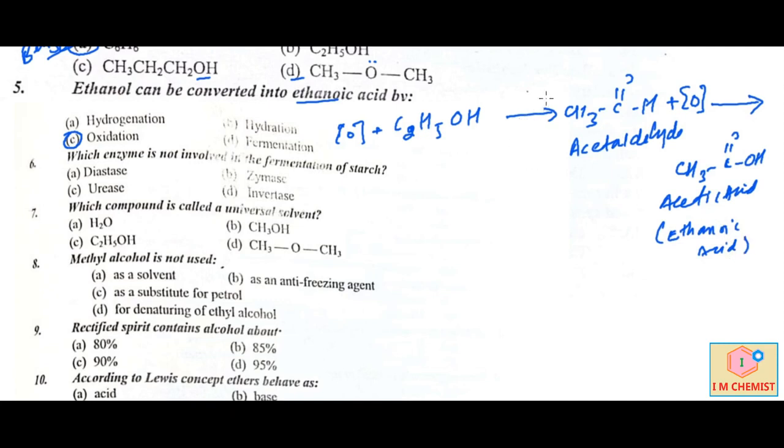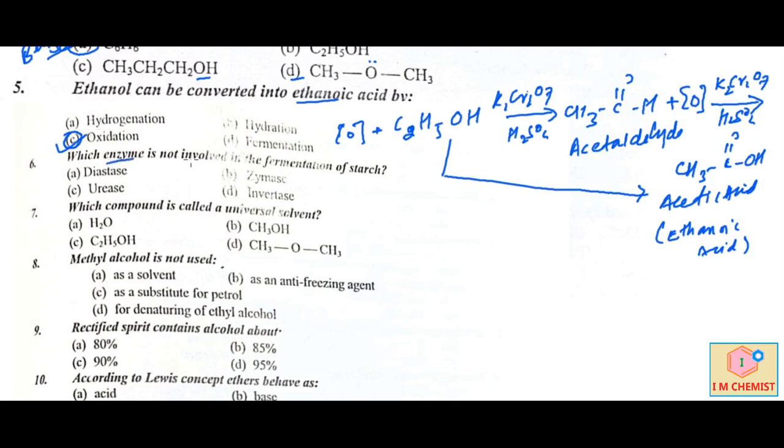The oxidizing agent that you need to use in this particular MCQ is potassium dichromate in the presence of acid, that is sulfuric acid. These are oxidizing agents. Similarly, here you have to use potassium dichromate in the presence of sulfuric acid. So ultimately this ethyl alcohol is being converted into ethanoic acid, and this reaction is known as oxidation reaction, so option number C is correct.